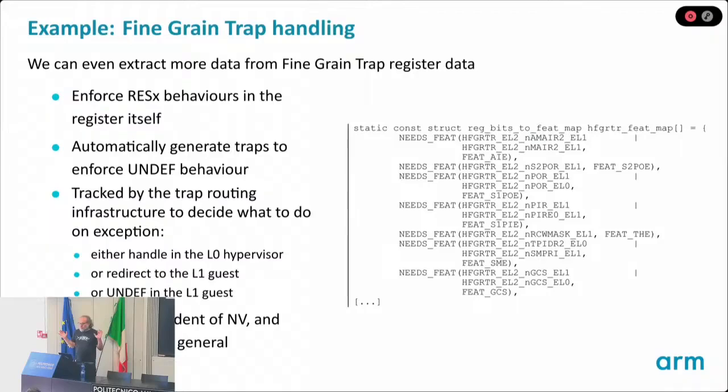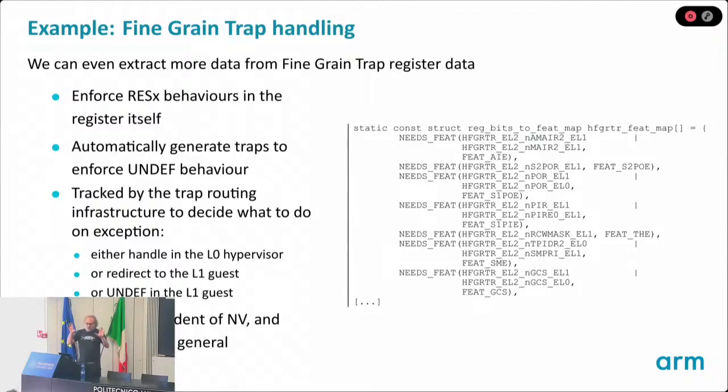So once we have that description, well, we can, of course, enforce the reserved behavior when features are not available. But we can also automatically generate trap configurations so that we can enforce that if the guest uses the corresponding system register, despite that register not being advertised, we'll take the trap and we can inject an undef.